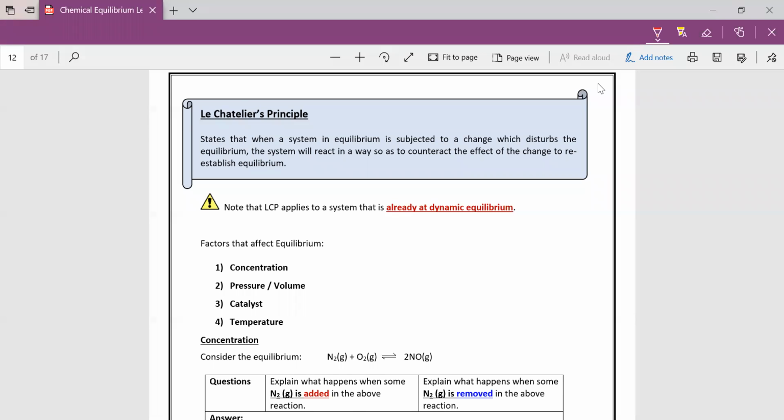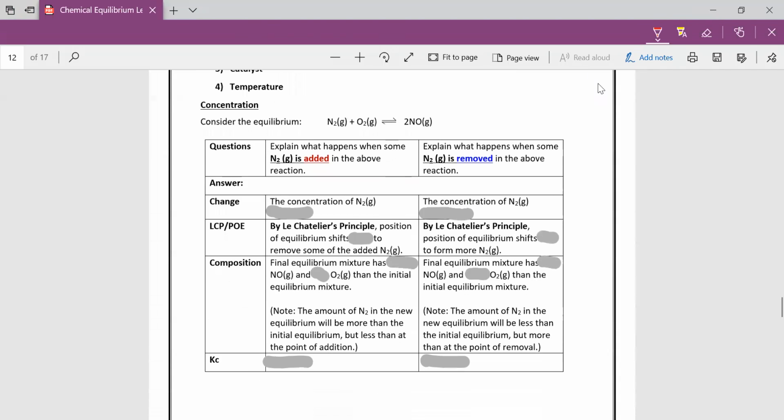All right, guys, let's move on to concentration. So we're going to use this example of nitrogen and oxygen to form nitrogen monoxide. What happens when some nitrogen is added to the above reaction? When nitrogen is added, the concentration of nitrogen actually increases. True or not?